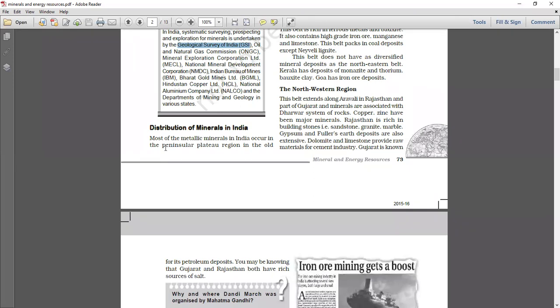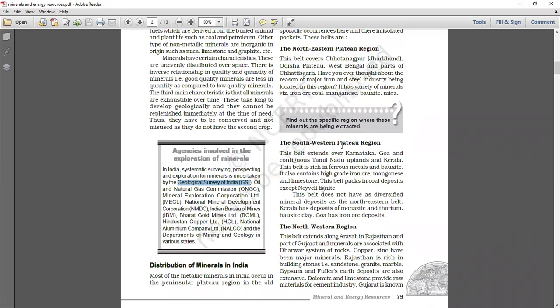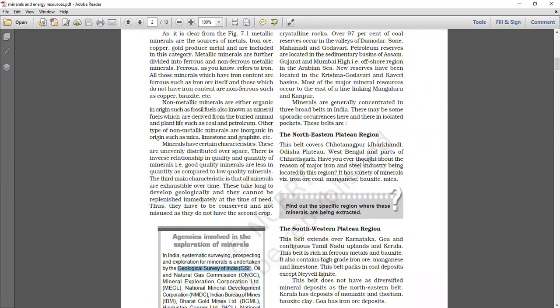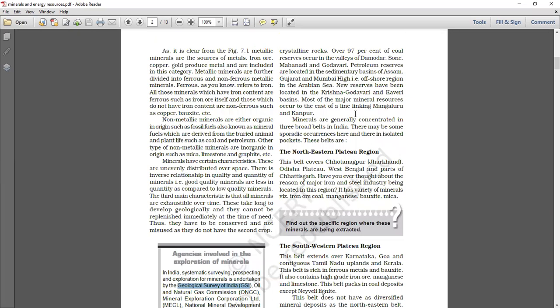So metallic minerals occur in the peninsular plateau of India, and that is the region of old crystalline rock. Crystalline rocks are those which are composed of crystals. Crystals means atoms and molecules in proper arrangements.